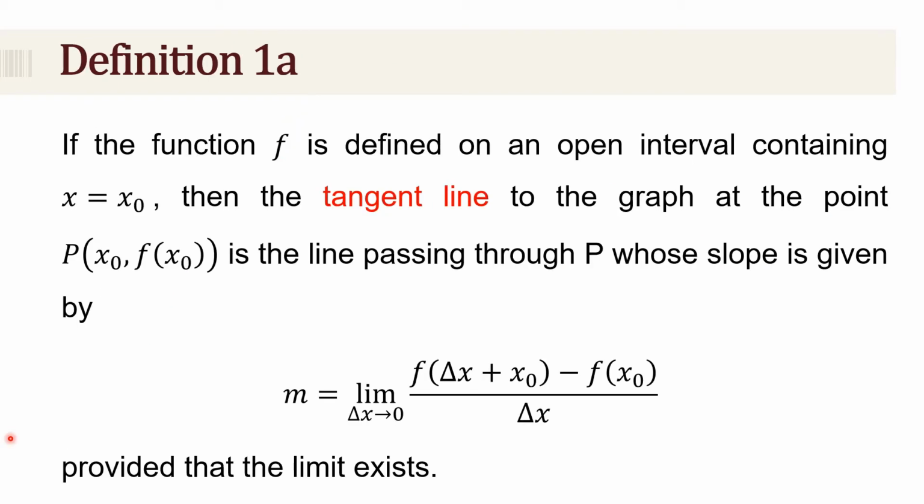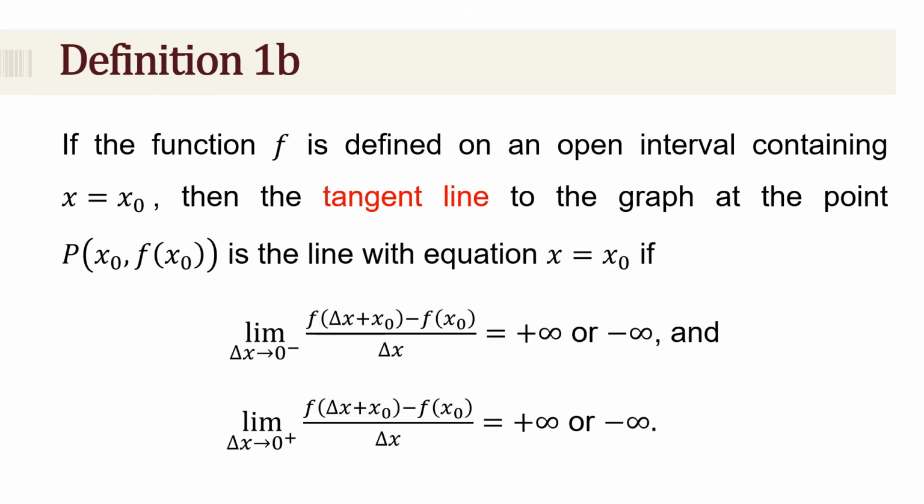Now, let's define a tangent line. So, meron tayong dalawang definition ng tangent line. Okay, magkaiba to. First, if the function f is defined on an open interval containing x equals x sub 0, then the tangent line to the graph at the point P with coordinates x sub 0, f of x sub 0, is the line passing through P whose slope is given by m equals the limit as delta x approaches 0 of f of delta x plus x sub 0 minus f of x sub 0 all over delta x, provided that the limit exists.